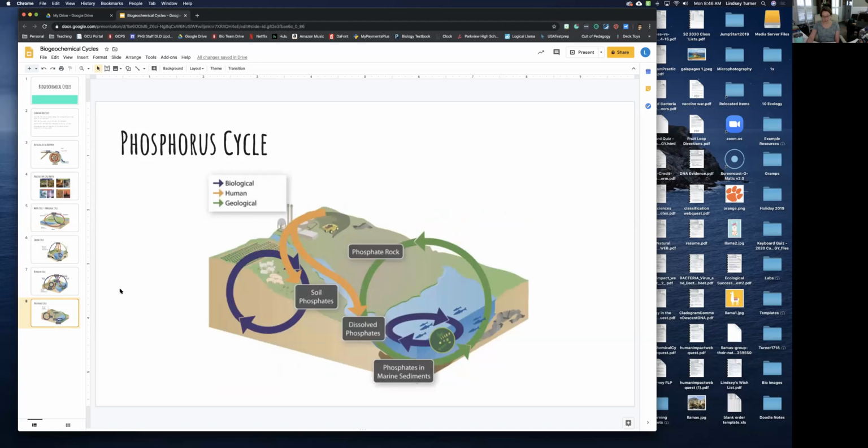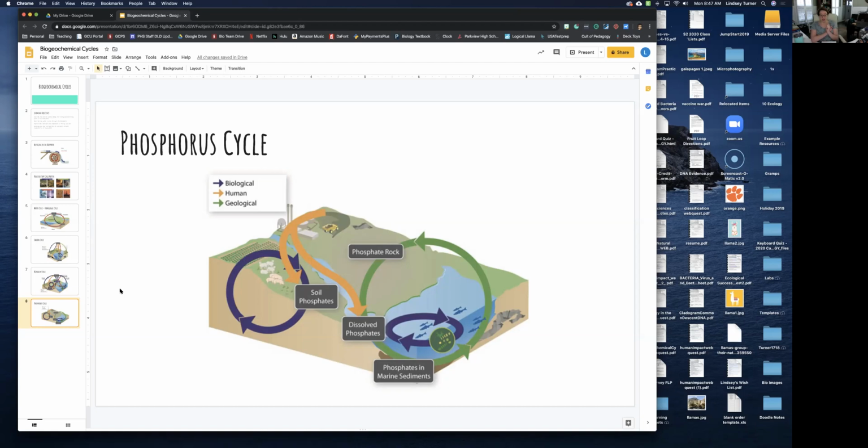So phosphorus cycle. The phosphorus cycle is the only one that does not cycle through the atmosphere. Okay? All the other three, so water, carbon, and nitrogen, all cycle through the atmosphere. Phosphorus cycle is the only one that does not cycle through the atmosphere. And we only have the blue, orange, and green arrows. We're taking out the physical, chemical aspect of the cycle.